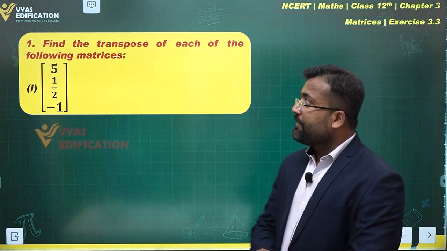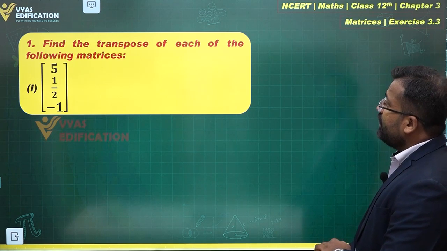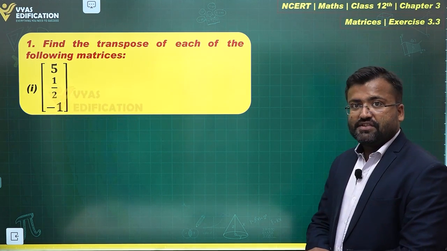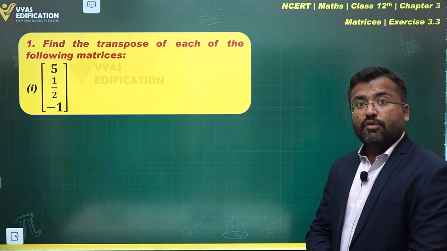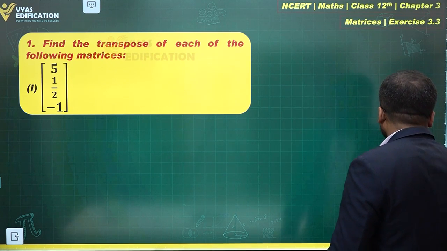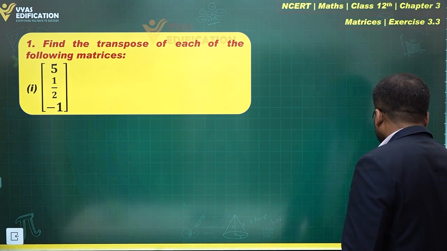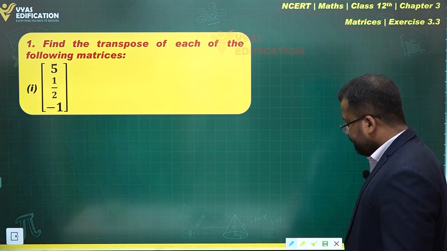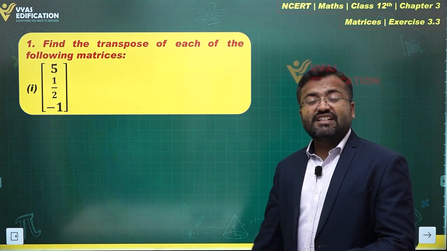What does the question say? Find the transpose of each of the following matrices. Okay, the question is talking about transpose. What do you mean by transpose? Transpose of a matrix implies that you form a new matrix by interchanging the rows and columns.